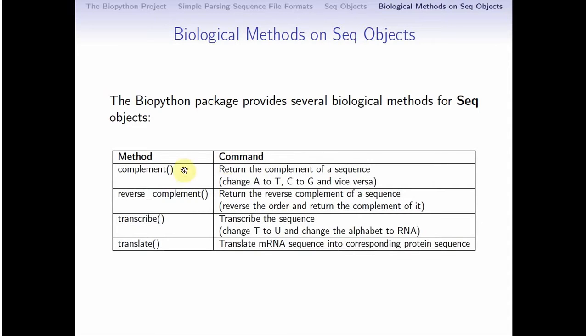Complement, as we learned before, returns the complement of the sequence. So change the A to T, change the C to G, and vice versa. Reverse complement finds the reverse complement of it. Transcribe is to change all the T to U and change the alphabet to RNA. Later we will see an example. Translate translates an mRNA sequence into the corresponding protein sequence. We are going to look at examples.